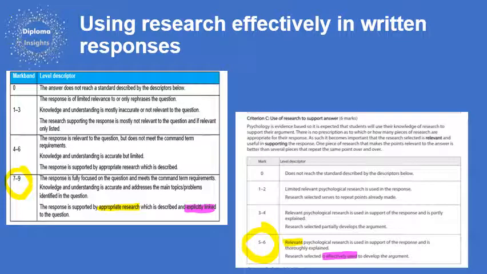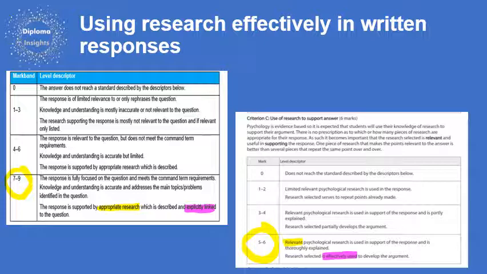When selecting what research to put into our responses, it's essential that we select research which is relevant and appropriate to the question. The 2 documents on the screen at the moment hopefully are familiar to you. The first is the marking criteria used to mark all your short answer responses. As you can see, to score in the top mark bracket, you would have to include appropriate, relevant research.